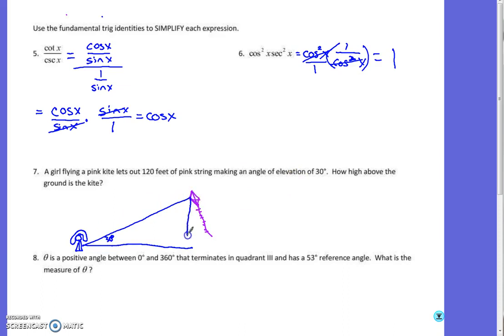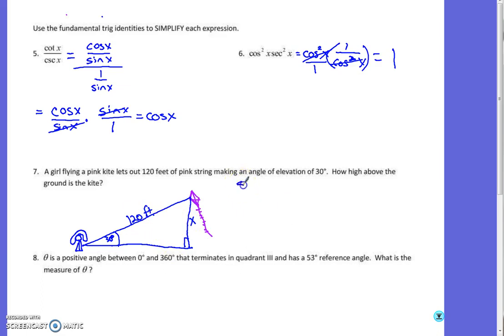So we make a right triangle because we're looking for how high above the ground. So we're looking for how tall this is. And height is always perpendicular, so that's a right angle. We know that that's 30, and we know there's 120 feet of string. Well, this is the string right here, 120 feet of string going to the kite. So somehow we need to come up with an equation to find the height. And it looks like I have this angle, and I'm looking for the opposite, and I know the hypotenuse across from the right angle.